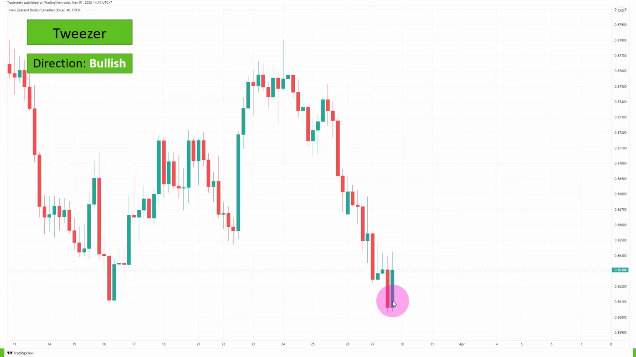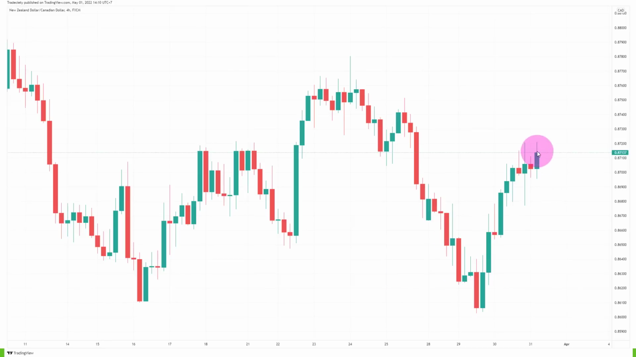So we have fewer sellers and the price is now so low that it's interesting for the buyers to buy. Keep in mind, the lower the market is, the more buyers will be interested. And then afterwards the market shot higher. The tweezer, the double bottom here is at the core, and then it foreshadowed more bullishness.